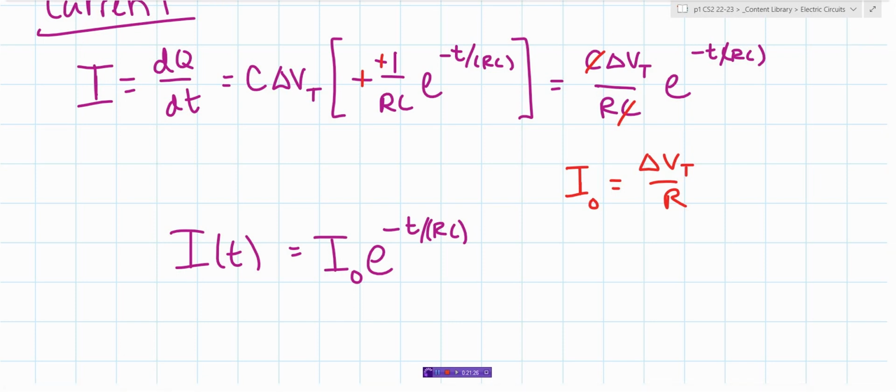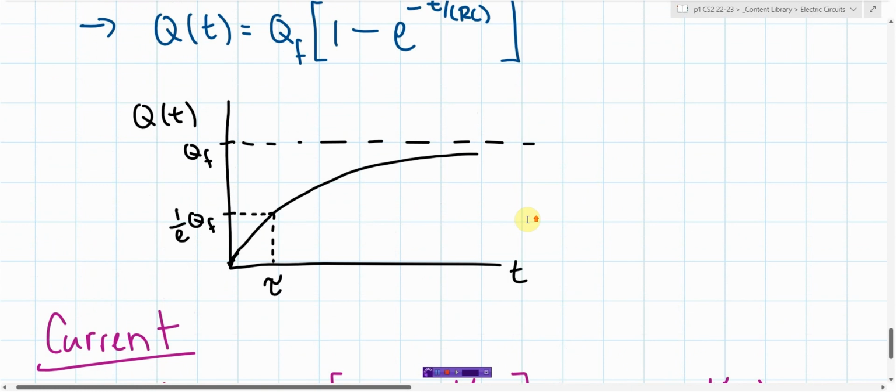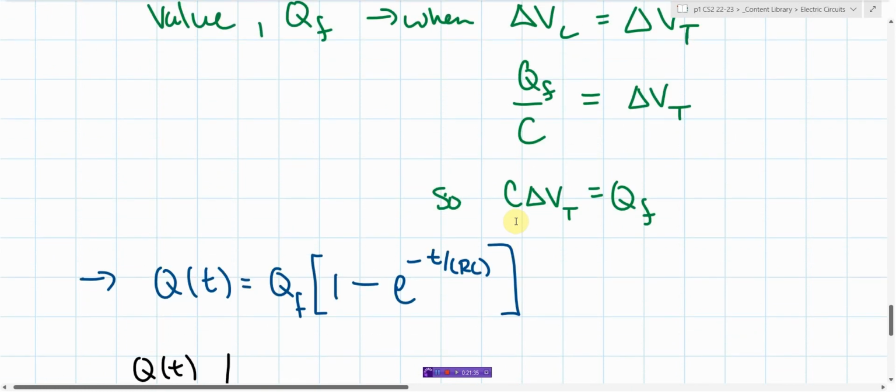Okay, in the next video, we're going to do a summary of all the functions of charging and discharging.